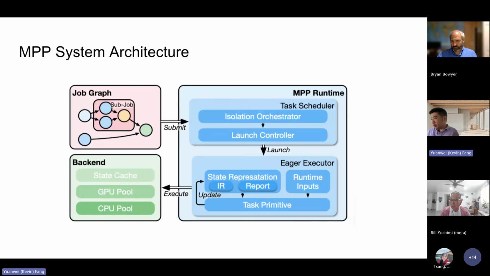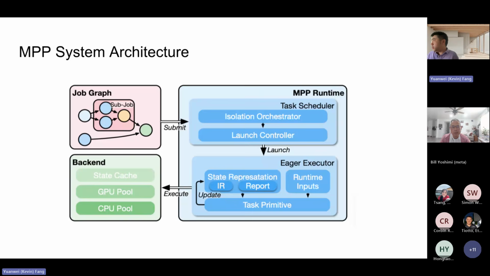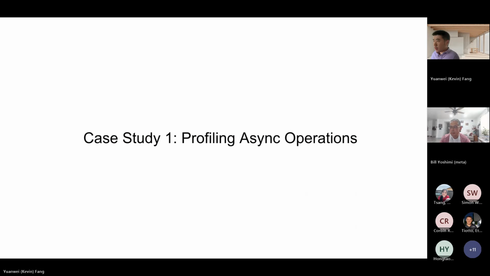So the task scheduler will schedule those tasks, profiling task, and also the eager executor will connect to a backend resource pool with CPU and GPUs, and checkpoint or store the states in some persistent store. We use a persistent data store to store the intermediate states for error recovery. So these are the high-level description about the system.